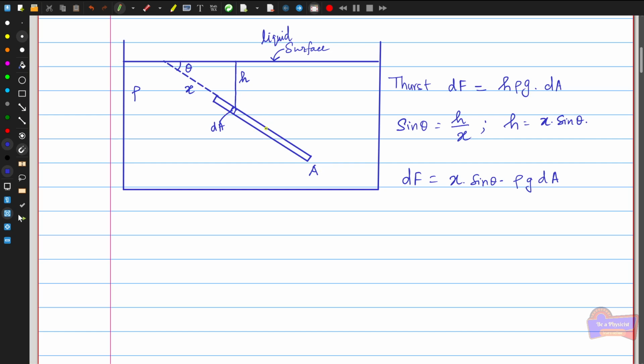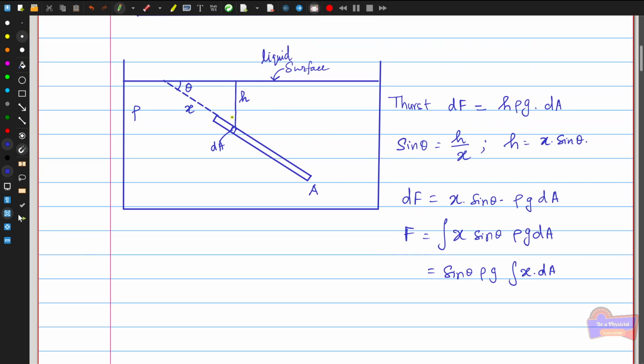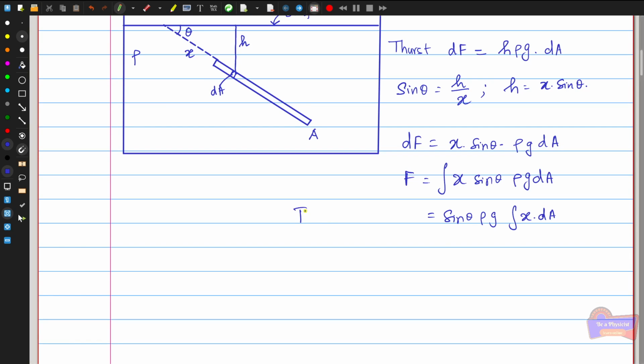If you want to find the total thrust, that means the total force acting on the entire plane, you can simply integrate this equation, so that I get the total thrust F equal to the integration of x sin theta rho g into dA. Except for x into dA, all the other values are constant, so I can take them outside: sin theta rho g times the integral of x into dA, because x actually varies. Suppose you move this area in this direction, similarly the small area will also vary, as you go from one point to another. Therefore the total thrust F is equal to rho g sin theta times the integral of x into dA.